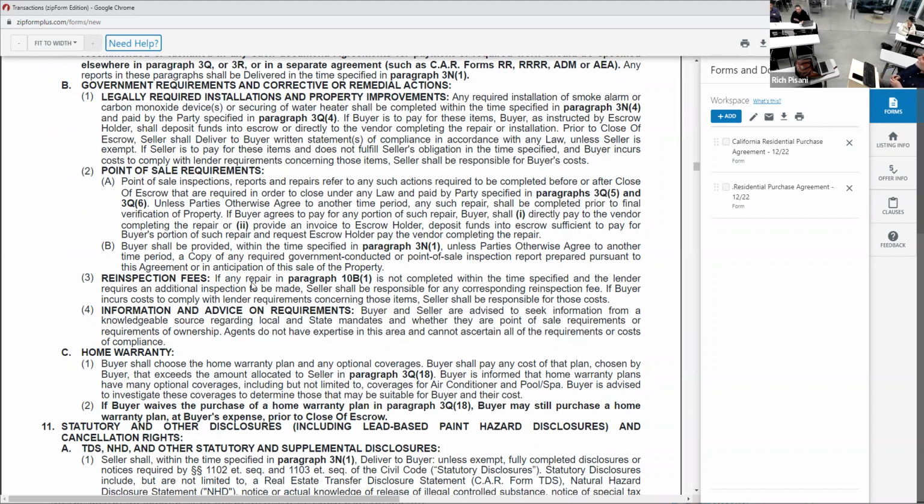Reinspection fees. Remember, I told you that they're going to want to see the smoke detector or the carbon monoxide detector. Appraisers, if it's not there, some will say we'll have to do a reinspection, and there will be a fee. They're allowed to charge a fee to come back out. And this is saying that cost is the seller's responsibility because it should have been there when this was done.